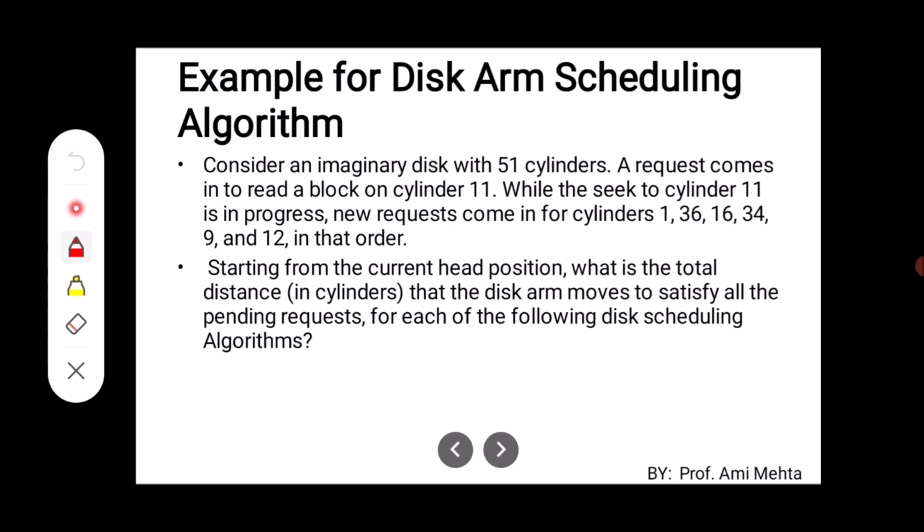While the request for cylinder 11 is in progress, new requests come in for cylinders 1, 36, 16, 34, 9 and 12, in that order. So now 11 is in process, but there are other requests: 1, 36, 16, 34, 9 and 12. Starting from the current position, what is the total distance in cylinders that the disk arm moves to satisfy all the pending requests for each of the following disk scheduling algorithms?